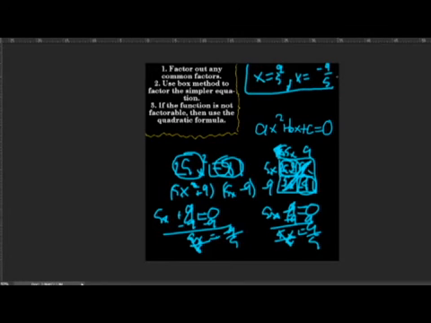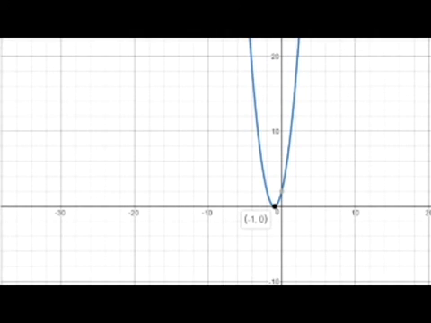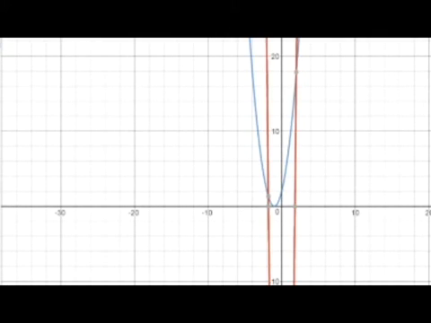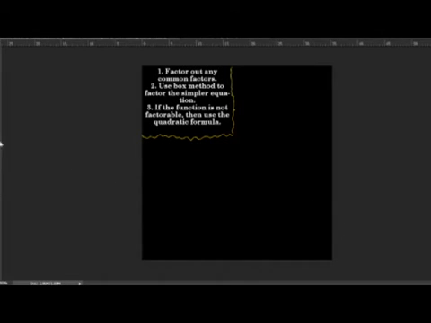Alright, so let's go to the graph and check this. So if we look at the two x's, 9/5 is equal to 1.8. Negative 9/5 is equal to negative 1.8. So these answers are good. Alright, so now we're going to try one last problem.